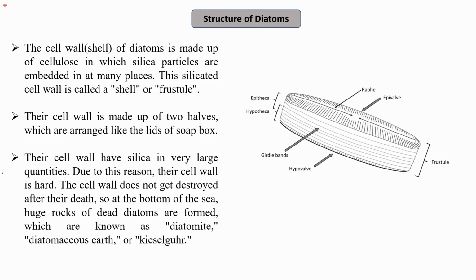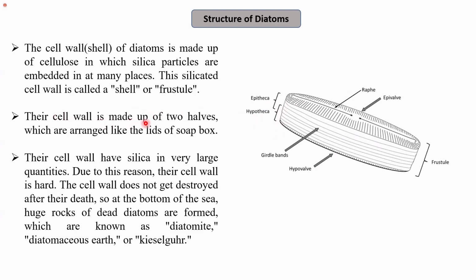So this silicated cell wall is called a shell or a frustule. So this is the structure of the diatom. Now, as I mentioned, like we have a shoe box, one is the box, the other one is the lid. If I consider this as a shoe box or a soap box with a lid, we can consider two parts, right? One is a box and the other is the lid. The lid part is known as the epitheca, that is the upper part, and the lower part is known as the hypotheca. So it's epitheca and hypotheca.